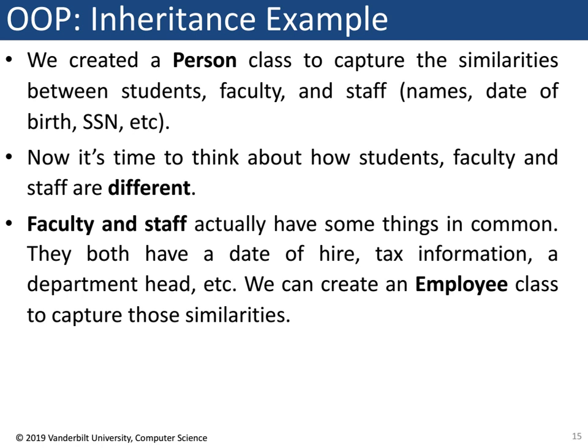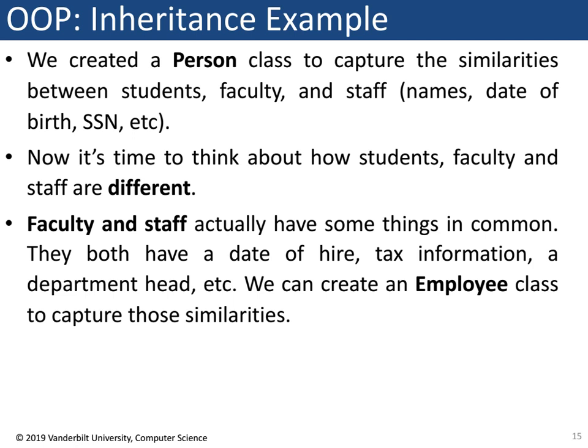So now we have created a person class to capture the similarities between students, faculty, and staff. But now it's time to think about how are student and faculty and staff different. We've captured the similarities, but now what is unique about a student, what is unique about a faculty member, and what is unique about a staff member? So faculty and staff actually could be combined, and we could look at further similarities because they are both employees. So the group faculty and staff have things in common which they do not have in common with students.